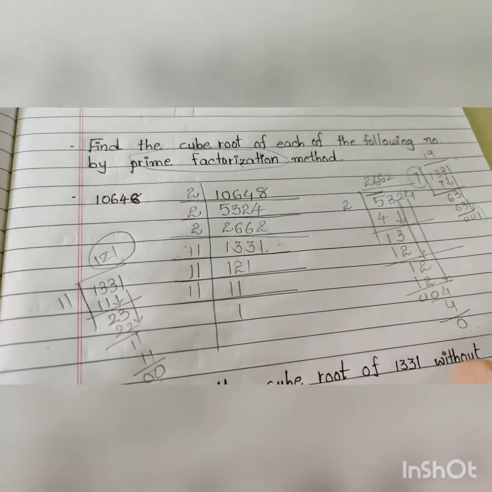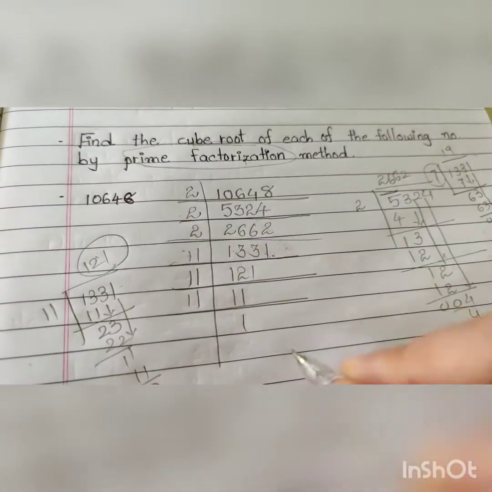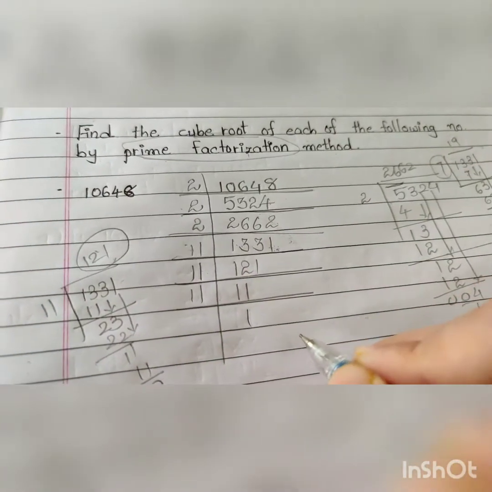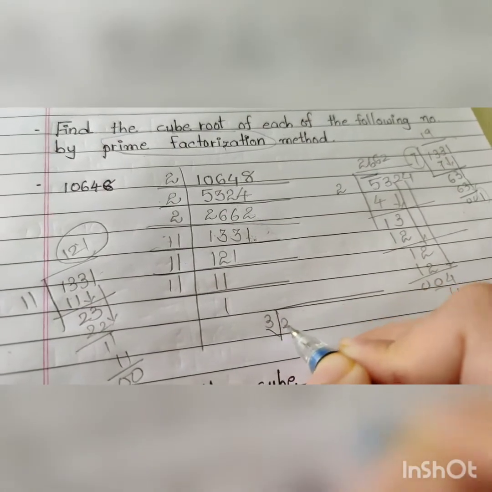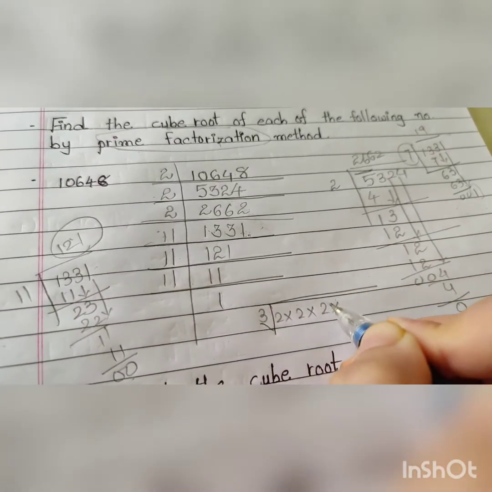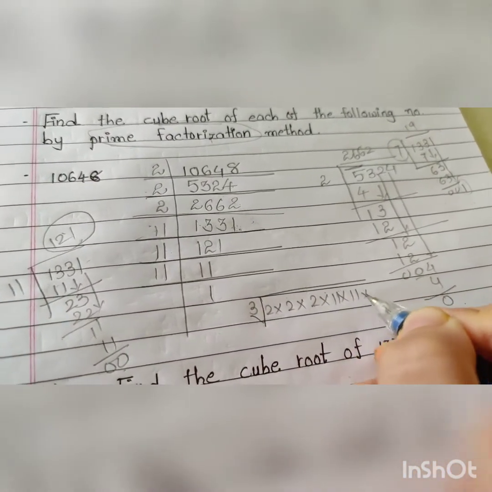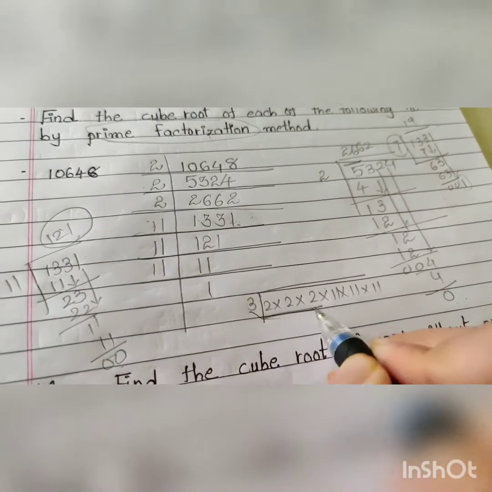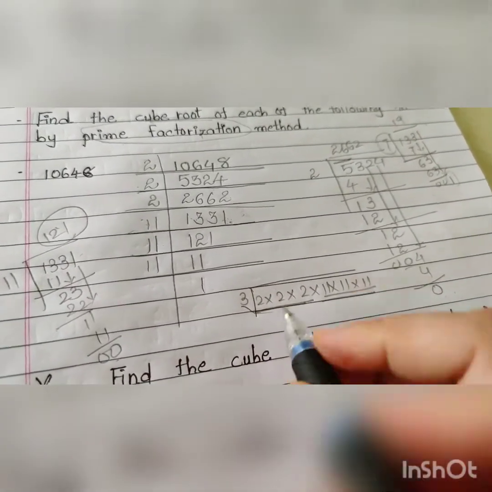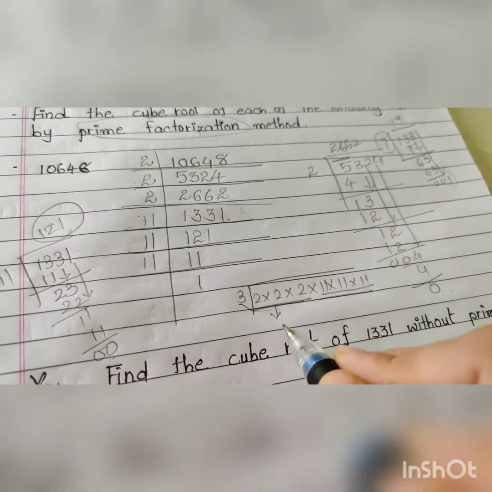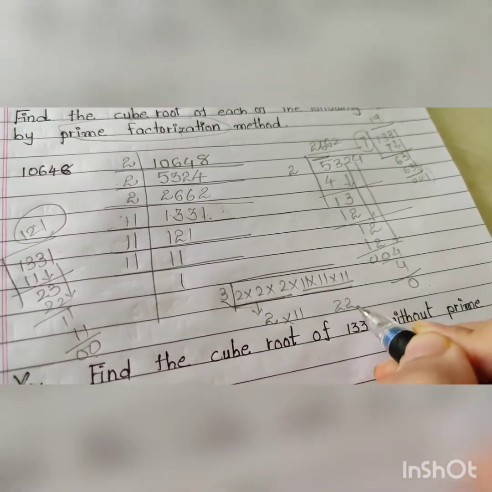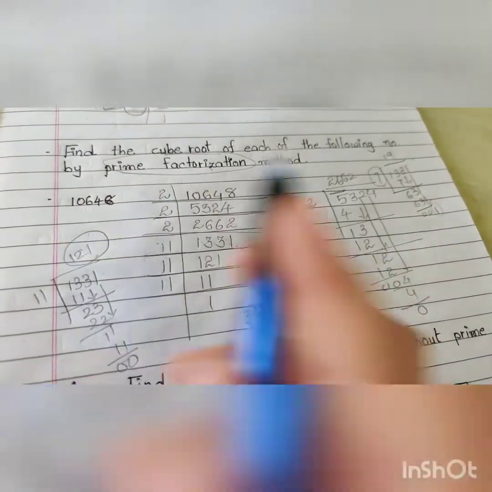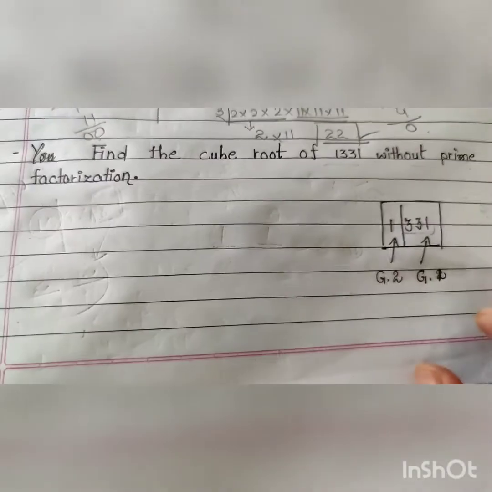Now let's find out its cube root. So write it all down here. What's that? 2 into 2 into 2 into 11 into 11 into 11. Now make a group of 3. So these will all come out of the cube, 1 time each. So 2 times 11 is 22. Hence the cube root of the given number is 22.